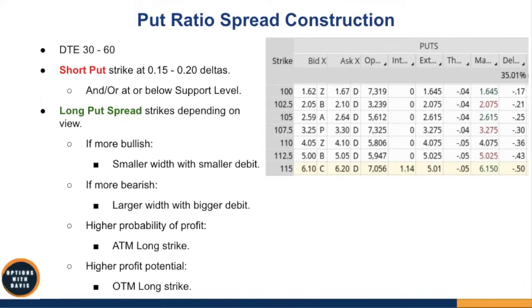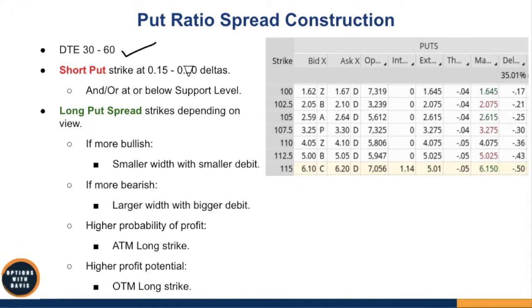Alright, so I'm going to share with you how you can construct your put ratio spread. So first of all, for the put ratio spread, we're going to be looking at a days to expiration somewhere of 30 to 60 days, right? The longer your days to expiration, the wider the width of the long put spread you can construct, right? So that is because your short put would be worth more. You get more premium on the longer days to expiration.